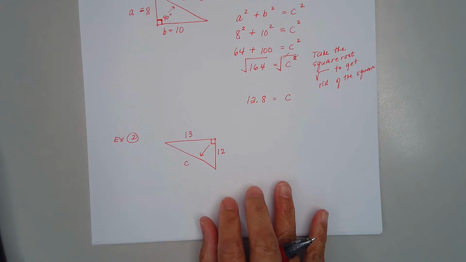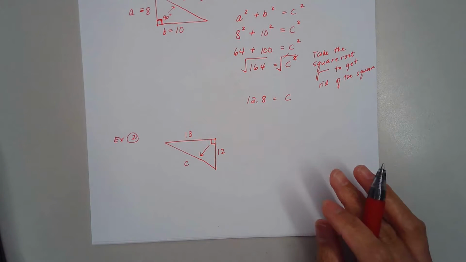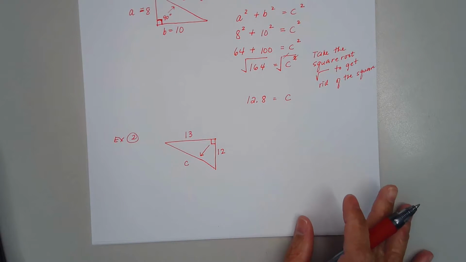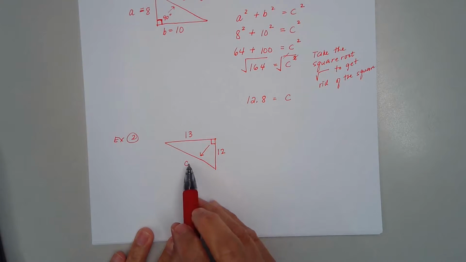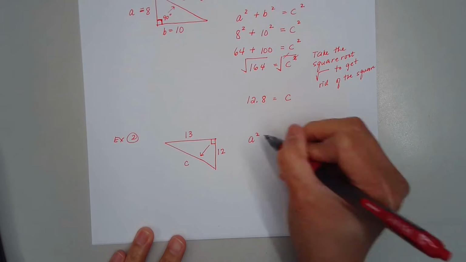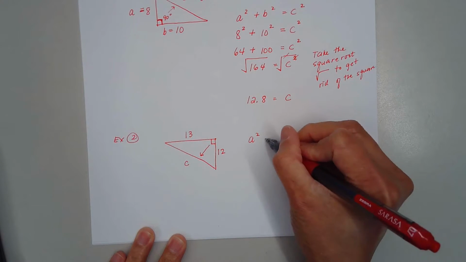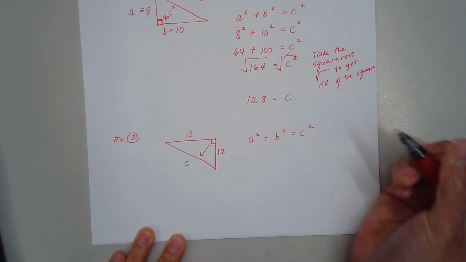Look how confident you are when you say hypotenuse. Can you say hypotenuse? Very nice. Okay, so what we're going to do is solve for C. What's the formula? Do you remember the formula now? A squared plus B squared equals C squared.